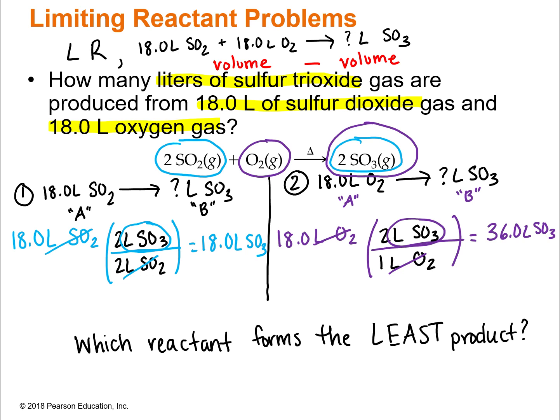Then we have to look at which reactant forms the least amount of product. 18 is definitely less than 36. So we're going to form 18 liters of sulfur trioxide gas, which means that sulfur dioxide gas is the limiting reactant. So how do we do on that one?